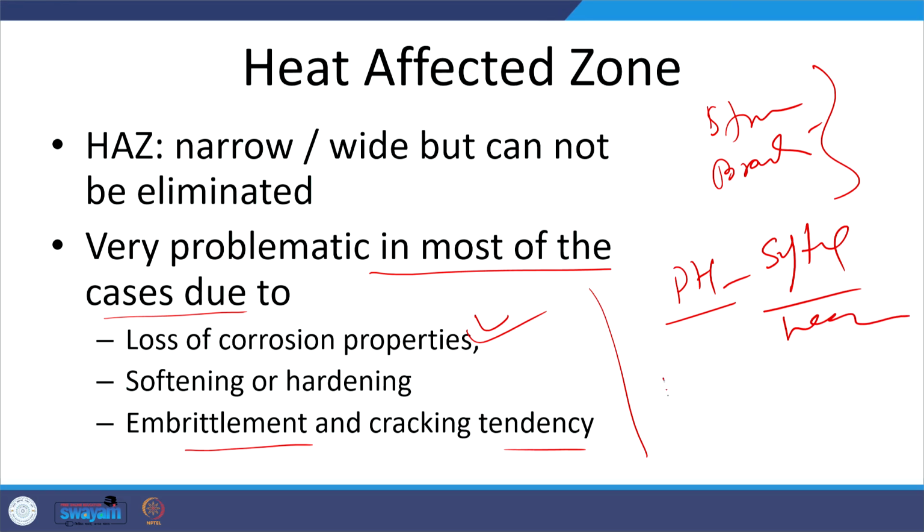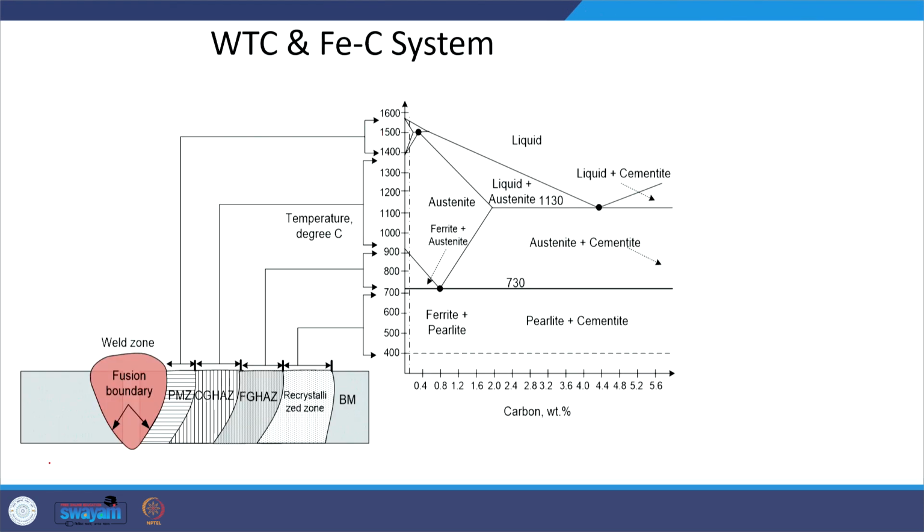On the other hand, most of the transformation hardening materials like steels, cast iron, etc., will experience hardening and embrittlement. Because of the hardening and embrittlement, there will be a loss of toughness, increased hardness and an increased cracking tendency. So we want to minimize the HAZ as far as possible, so that its adverse effect can be reduced.